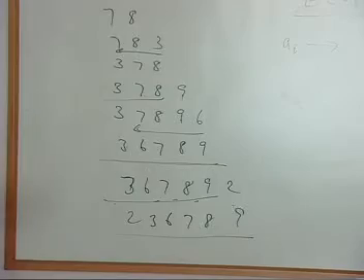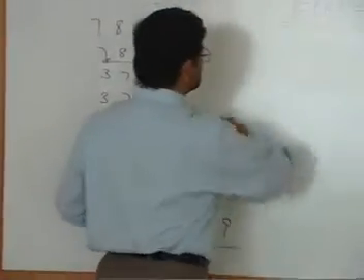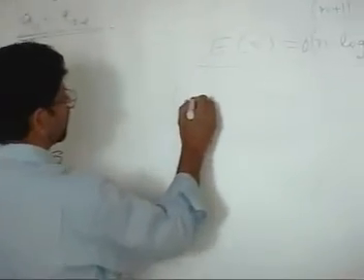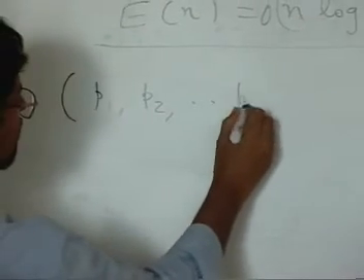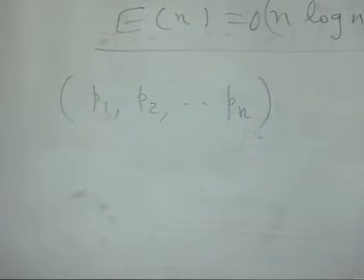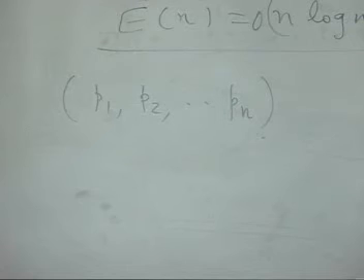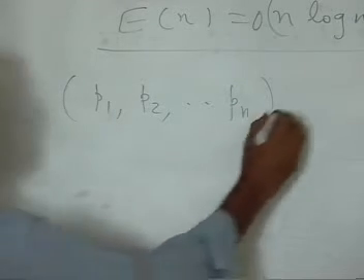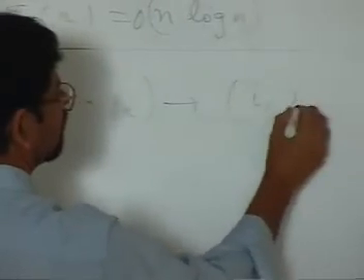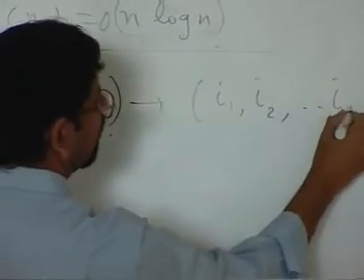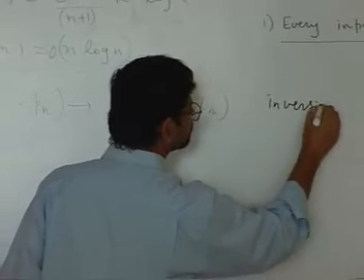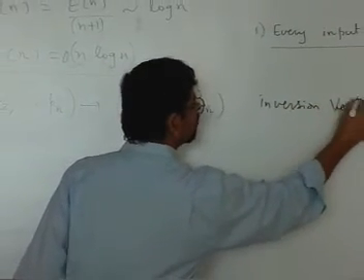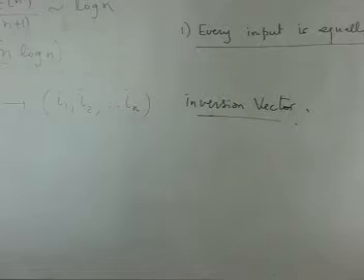Okay. So continuing with our logic, given a permutation of 1 to n, P1, P2, etc. Pn, suppose this is a permutation, how many items are to the left of it and which are larger than that? And that is called the inversion vector. I1, I2, etc. In. This is called inversion vector. So inversion vector is given by the following.